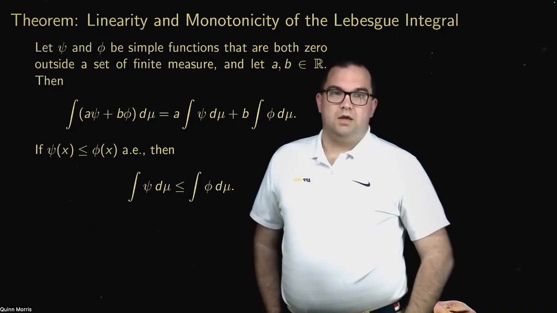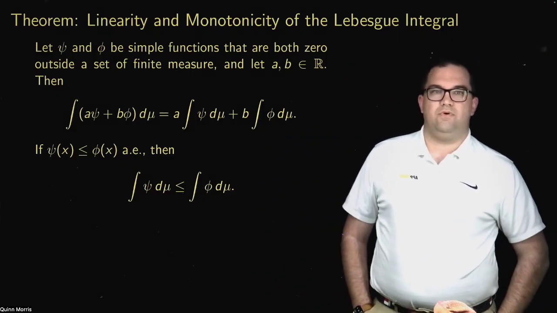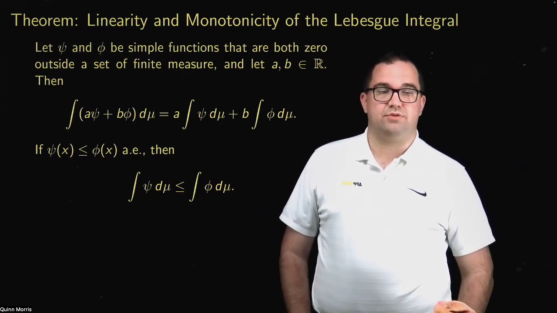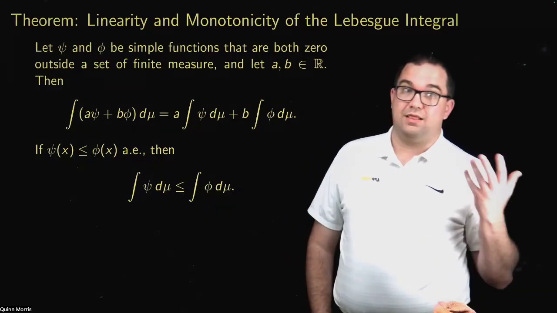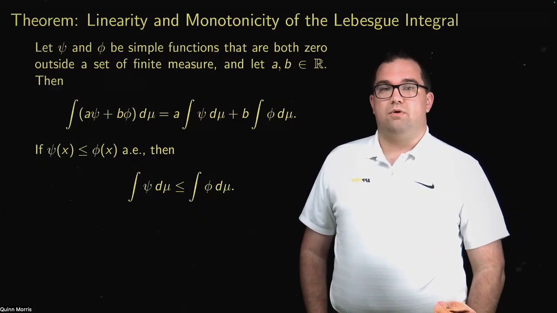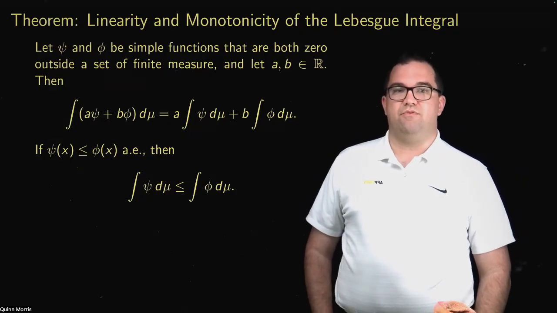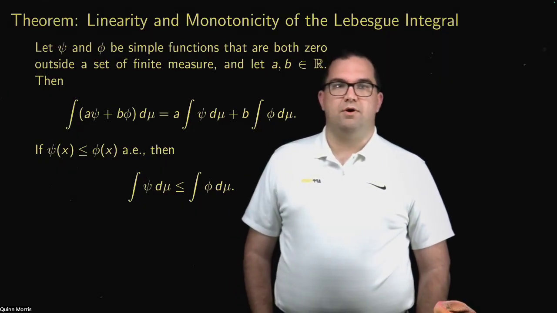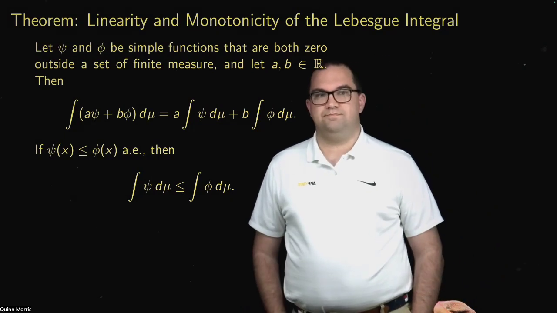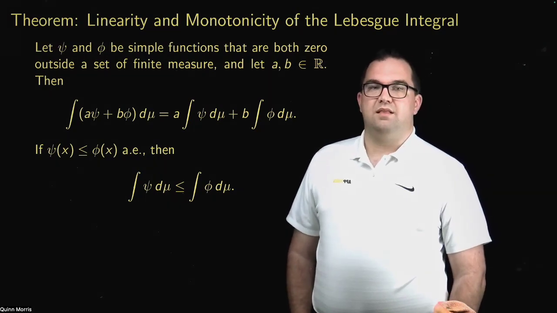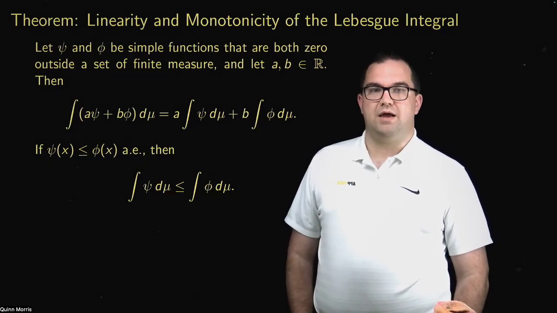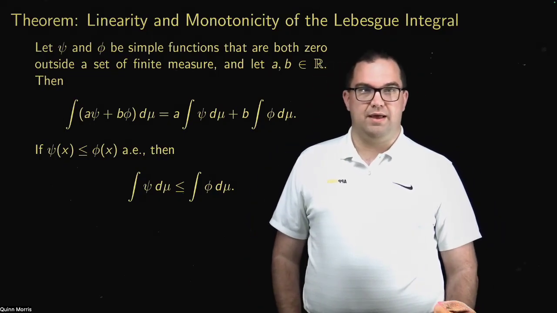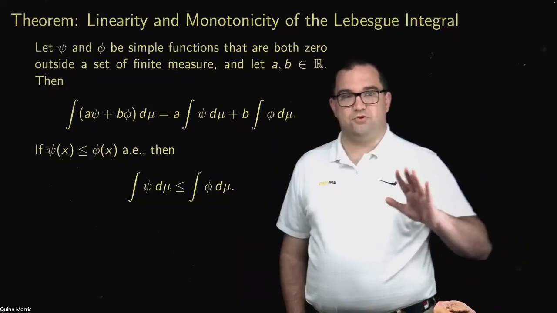All right. Now, we'd like to also prove these linearity and monotonicity properties for the Lebesgue integral. These are things that we have for the Riemann integral, and we said we'd really like to have them for the Lebesgue integral. So this theorem states, imagine I have two simple functions, psi and phi, and they're both zero outside some set of finite measure. Let A and B be constants. Then the Lebesgue integral of A times psi plus B times phi is equal to A times the Lebesgue integral of psi plus B times the Lebesgue integral of phi. So that's the first property.